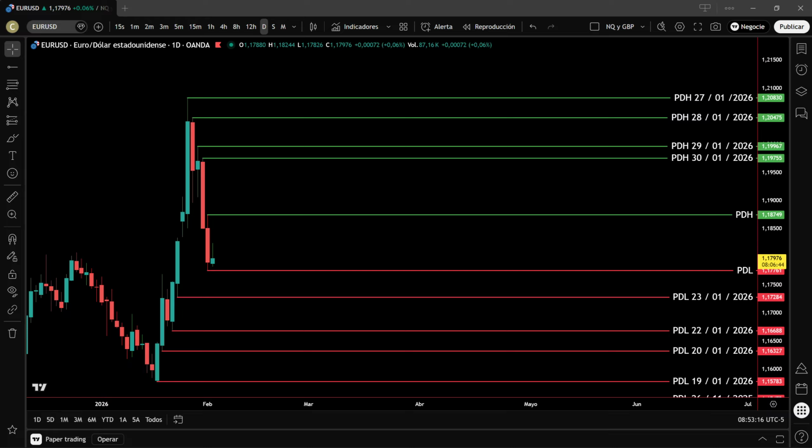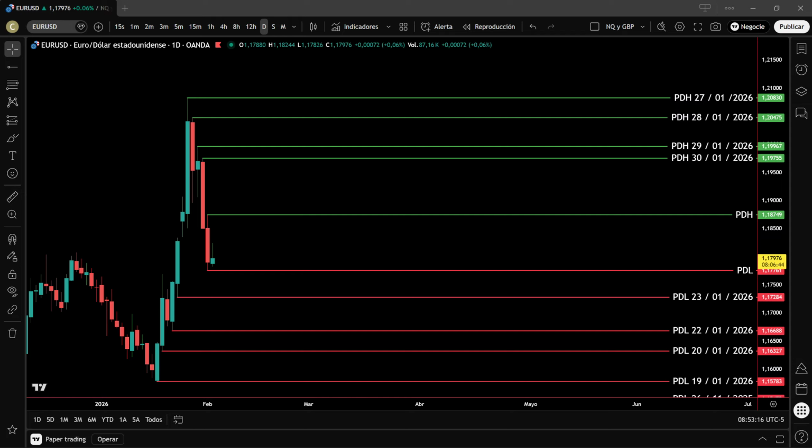It is fundamental to understand that these points are not just simple lines on the chart, they are liquidity magnets. Price tends to shift from one liquidity level to another, using previous highs to seek sell orders and previous lows to capture buy orders. In this scenario, we see how the price has traced a clear path following the strong bullish impulse at the end of January.